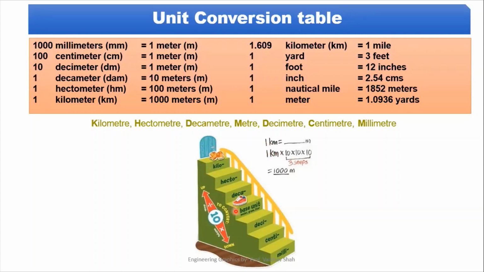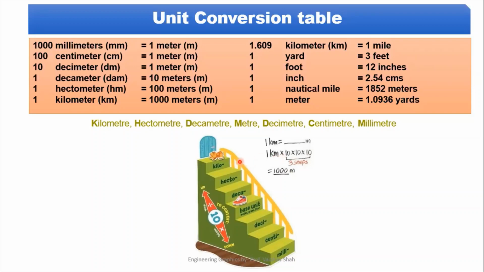Now we have to convert this kilometer into the base unit. For that, this cat has to go down by 1, 2 and 3 steps. That means we'll be using 3 steps in the downward direction. Each step contains a factor of 10, so we have to multiply 3 times by 10, 10 and 10. Why 3 times? Because while going down, we have to multiply by 10.